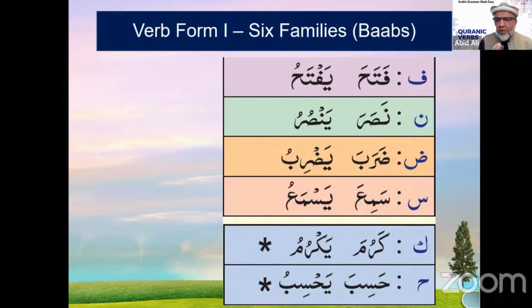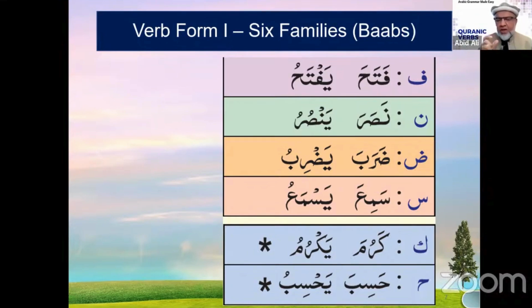So they call this combination Bab Nasara. And the Arabic word for the family is Bab. Bab is like a door, right? So Bab Fataha, Bab Nasara. Look at the Daraba one. It is also the same thing as Fataha in Madi.